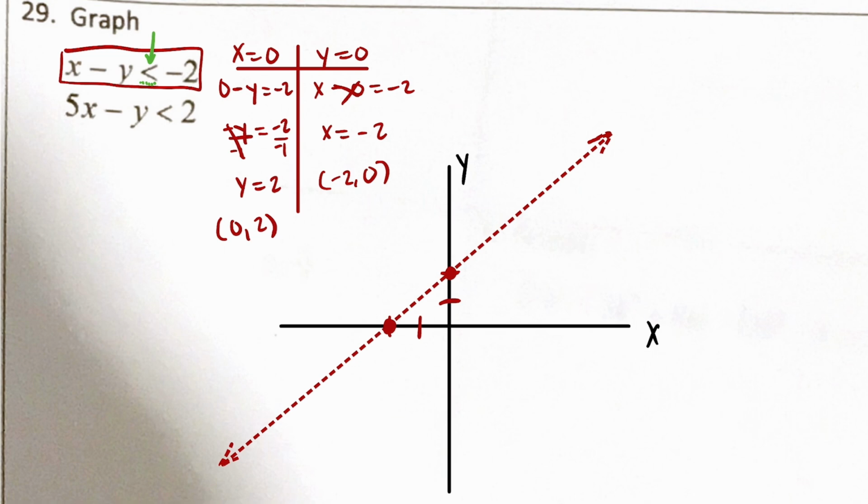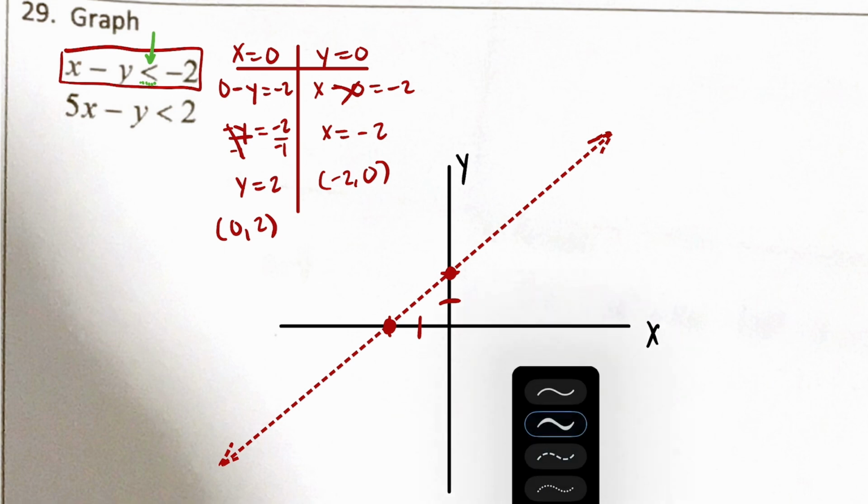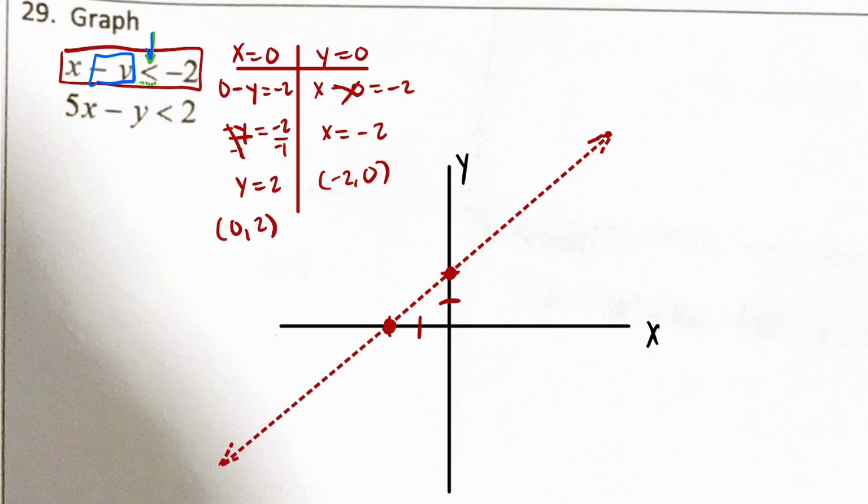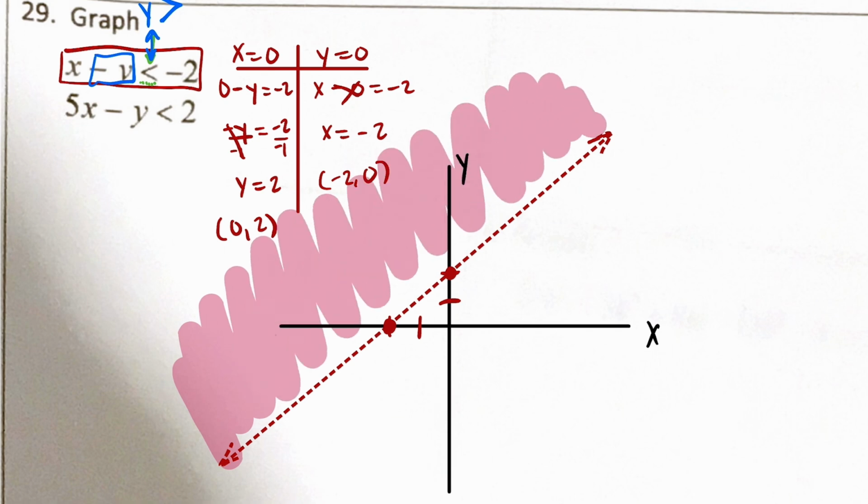Okay, let's be grown-ups and do the shading. So here's the tricky part. If my y value is negative, you will have to flip this sign here. So it's going to change into y greater than. So that means you're going to have to shade above my line. Shade above the line. So if it's negative y, you shade above the line.